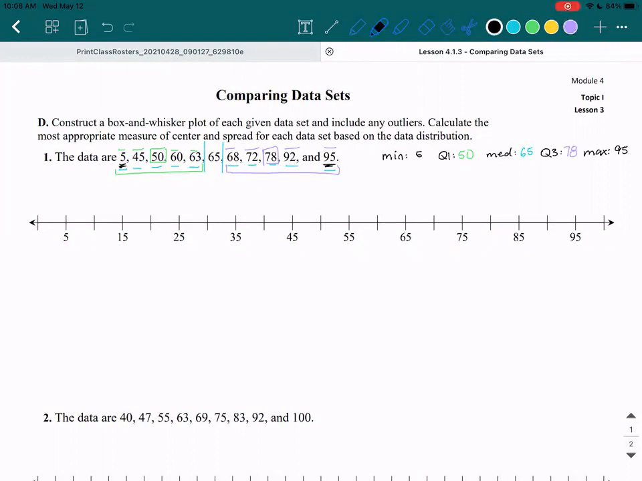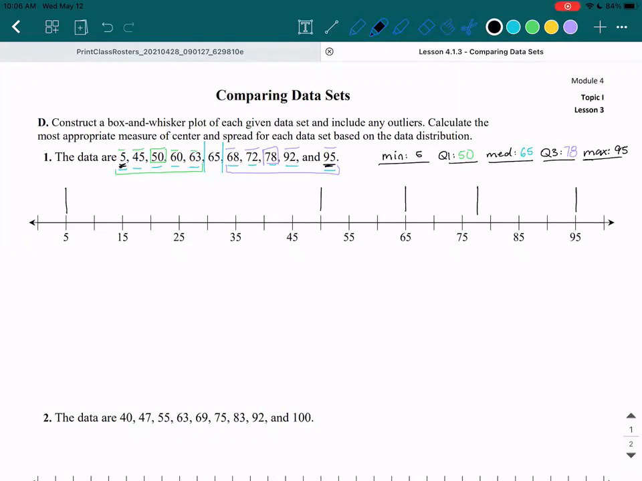I'm going to go ahead and draw a line on top of each of those numbers. A line on top of our minimum, a line on top of our Q1, a line on top of our median, a line on top of our Q3, our third quartile. That would be somewhere around here, just estimate it, eyeball it, and our maximum.